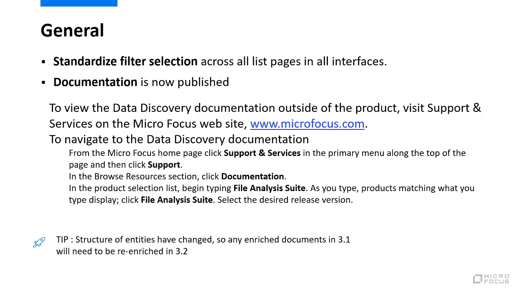Just an extra little tip here is that we have changed some of the structures of the entities in the background. So if you have enriched any documents in 3.1, enrichment is the ability to go and get the actual values, which is particularly useful if you're highlighting sensitive data inside the documents, I recommend you go through and rerun the enrichment process in 3.2. It's a relatively quick process, so it should run through very quickly.